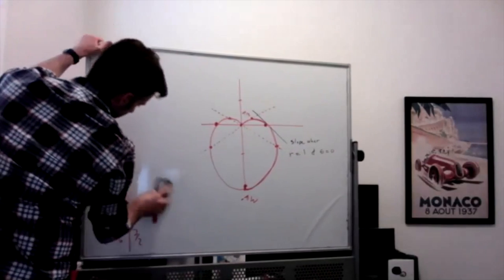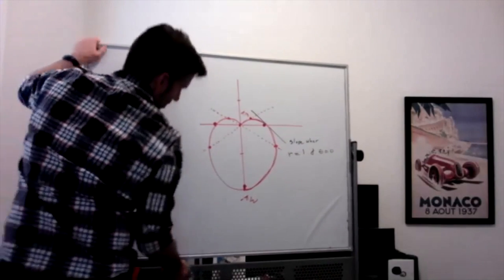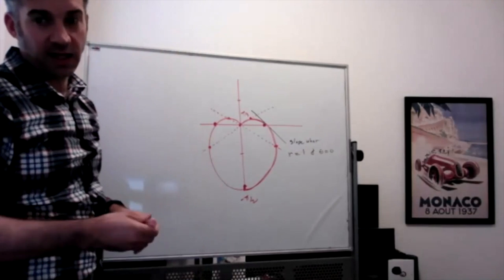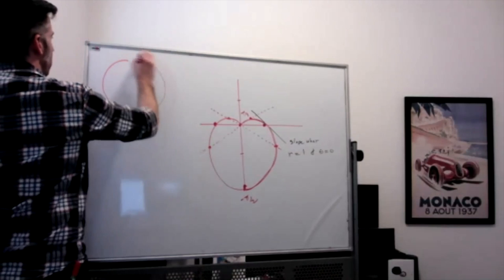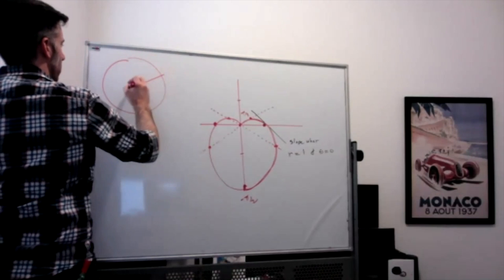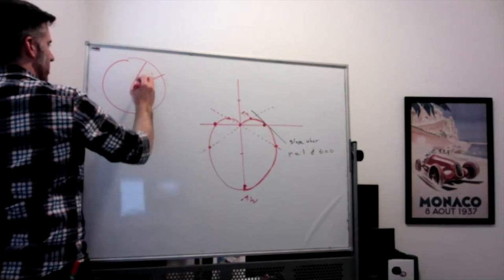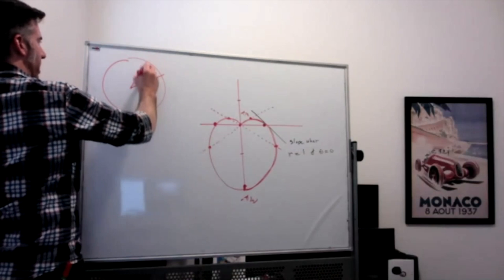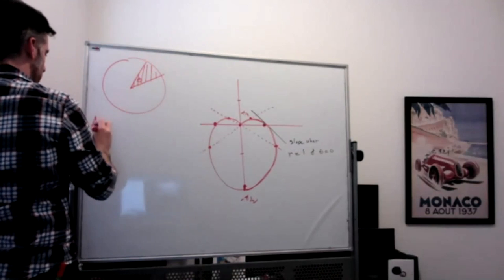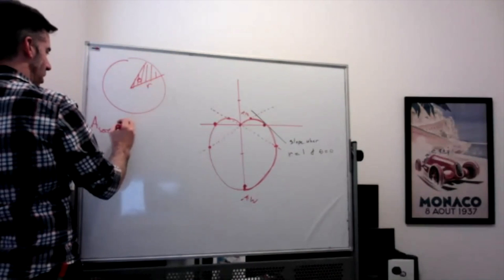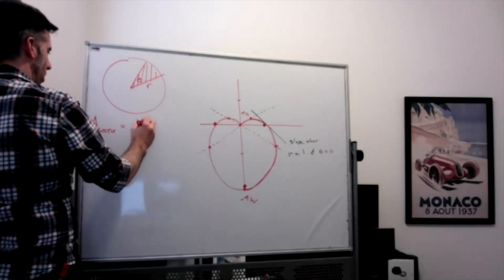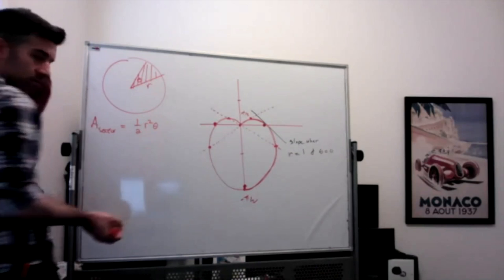So the idea for the area using polar coordinates comes from the idea of the area of a sector of a circle. If you have a circle, and this angle is theta, the area of that sector, with a radius of r, is 1/2 r squared theta.